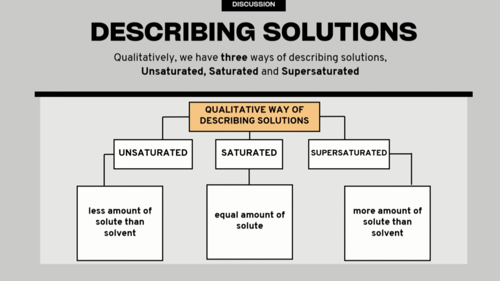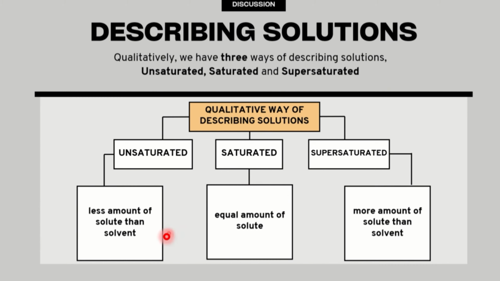In describing solutions, we have three in this one. We have the unsaturated, the saturated, and the supersaturated. For the unsaturated, we have less amount of solute than the solvent. For example, in the salt solution, we have 25% of the solute, which is the salt, and we have 75% of water, which is the solvent.